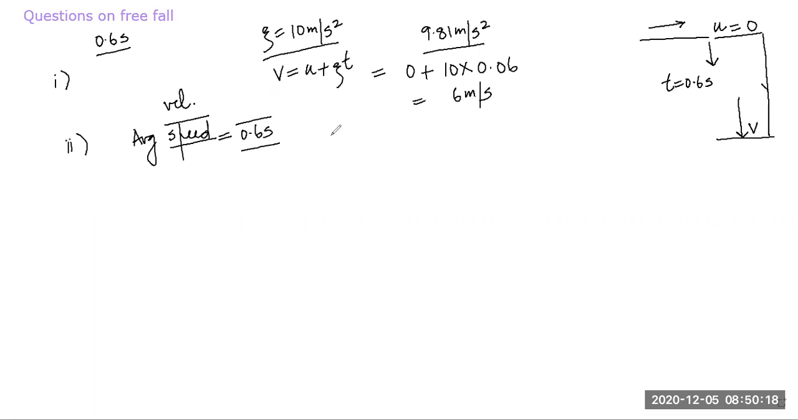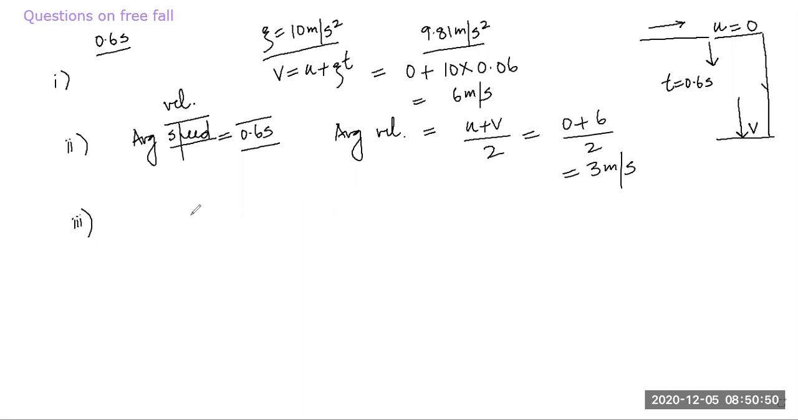So what will be average velocity? Anyone? What is the formula for average velocity? You must see the previous videos, students. u plus v divided by 2. So initial velocity is 0, final velocity is 6, by 2. That is equal to 3 meter per second. All right.